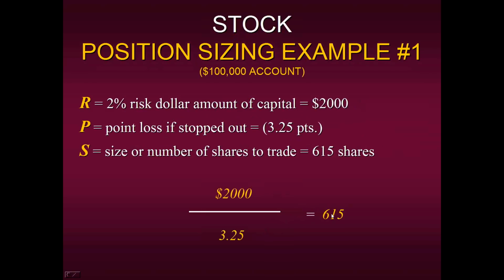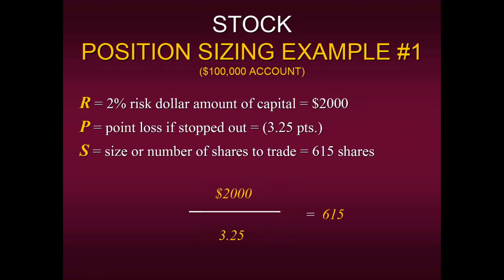All right, so let's have a hypothetical account of $100,000, okay? So imagine we have $100,000, because I'm not the greatest person at math, and it makes it a lot easier to do this. Okay, so R equals the 2% risk amount of our capital. So that would equal $2,000. So we're going to be risking $2,000 on this trade, because that comes out to 2%.